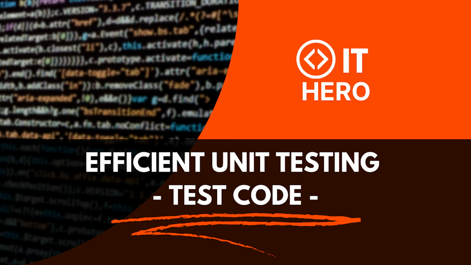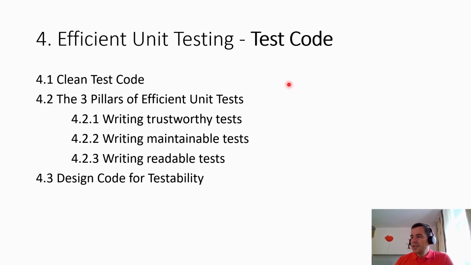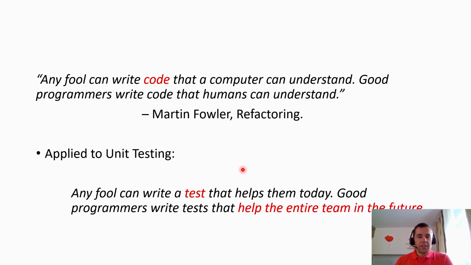Good. In the last part, we will see the qualities of efficient unit testing. So for the test code, basically, we should provide clean test code. We should write trustworthy, maintainable and readable tests. Okay, we'll see now how to do that. Here I like this quote from Martin Fowler a lot. Any fool can write code that a computer can understand. Good programmers write code that humans can understand. So this applies to production code and also to test code, so it applies to unit testing.